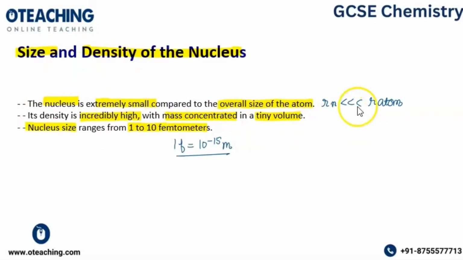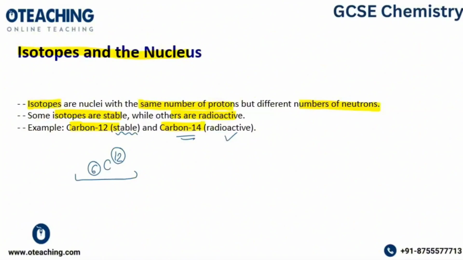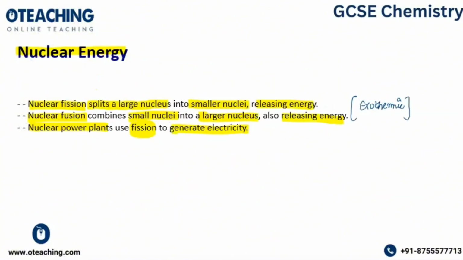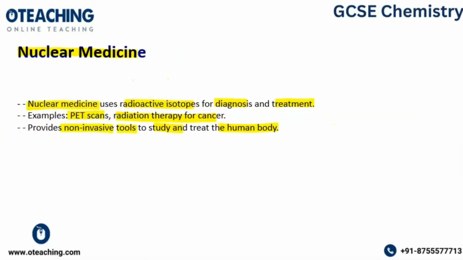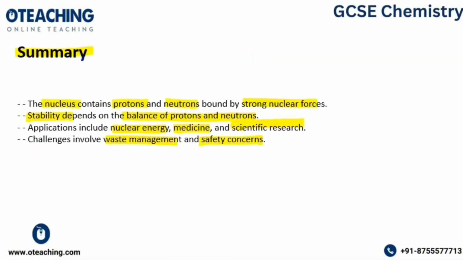After that, we studied the radius of the nucleus. It is very much smaller as compared to the size of the atom. After that, the stability of the nucleus, that it requires the right balance of protons and neutrons. Isotopes, atoms of the same element with different numbers of neutrons. Radioactive decay is the process of emission of radiation in the form of alpha, beta, and gamma particles by unstable nuclei. It has various applications. Then we studied nuclear fission and nuclear fusion processes. After that, we studied their applications and challenges. So I hope you got all these points.